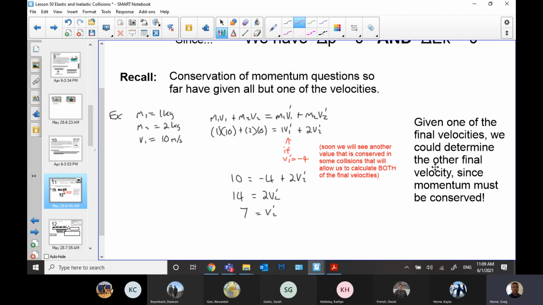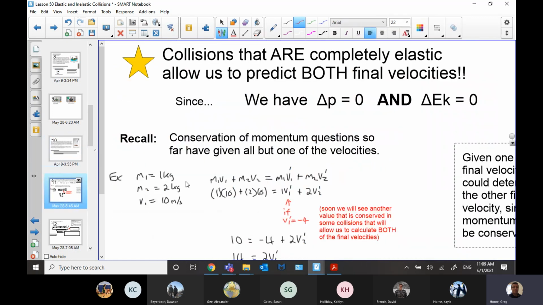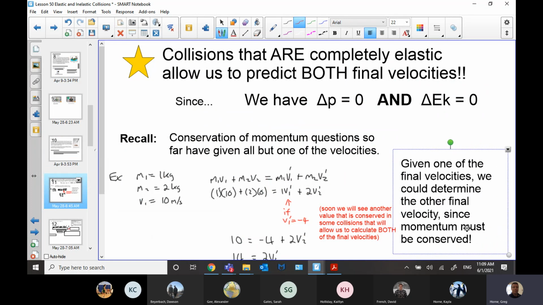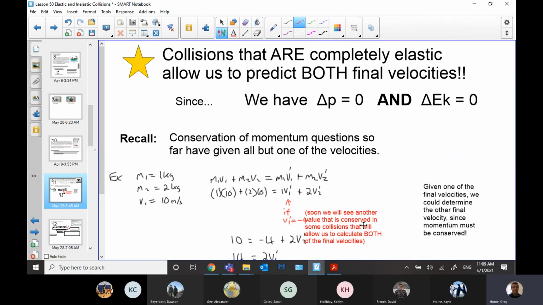Yeah, so given one of the final velocities we could determine the other, but I'll get rid of that page. I think I just hit the arrow, went up. But that's what we were thinking about at the time, right? Given one of those, we're able to get the other one since momentum is conserved. But this is what we're focusing on now, the idea of being given this extra information.